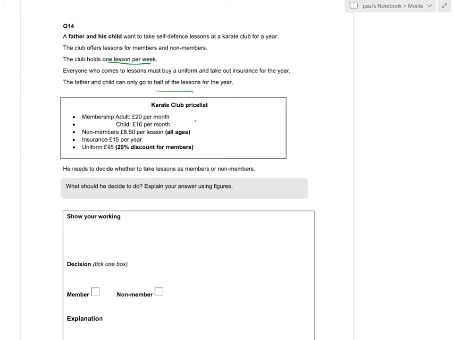So the membership per month, they're only going to go for 6 months, aren't they? So if they join as members, the father and son, they've got £20 a month, so it's £20 times 6 months, which equals £120. And the child is 16 times 6, which equals £96.